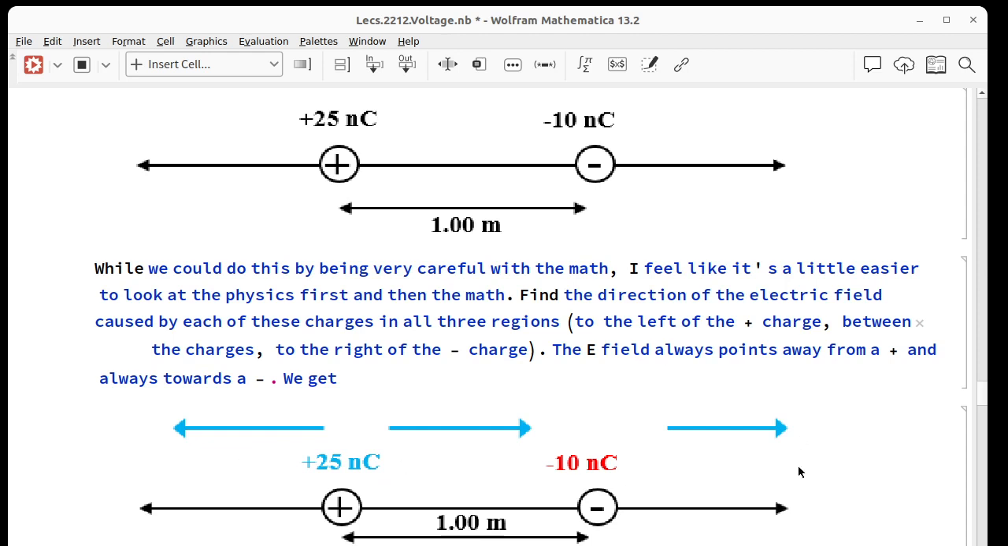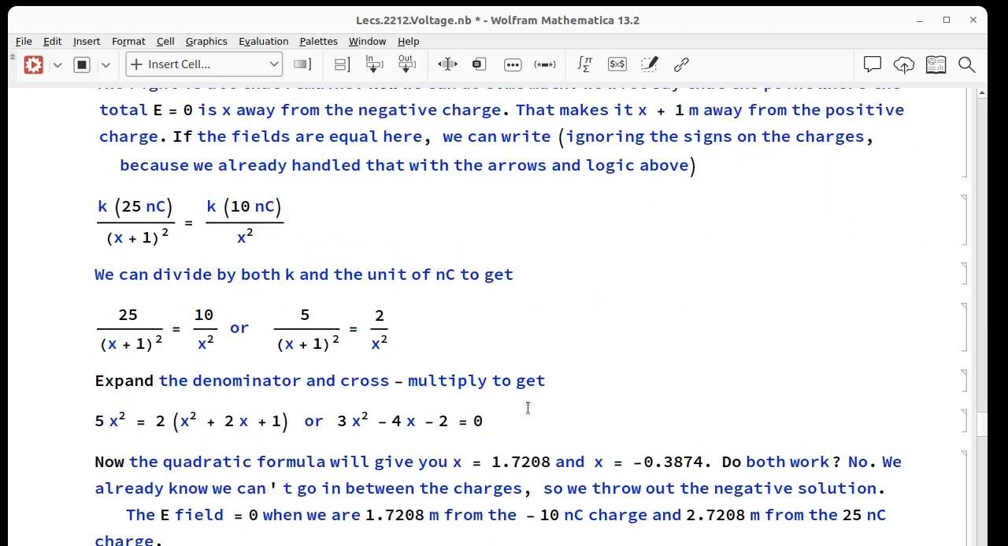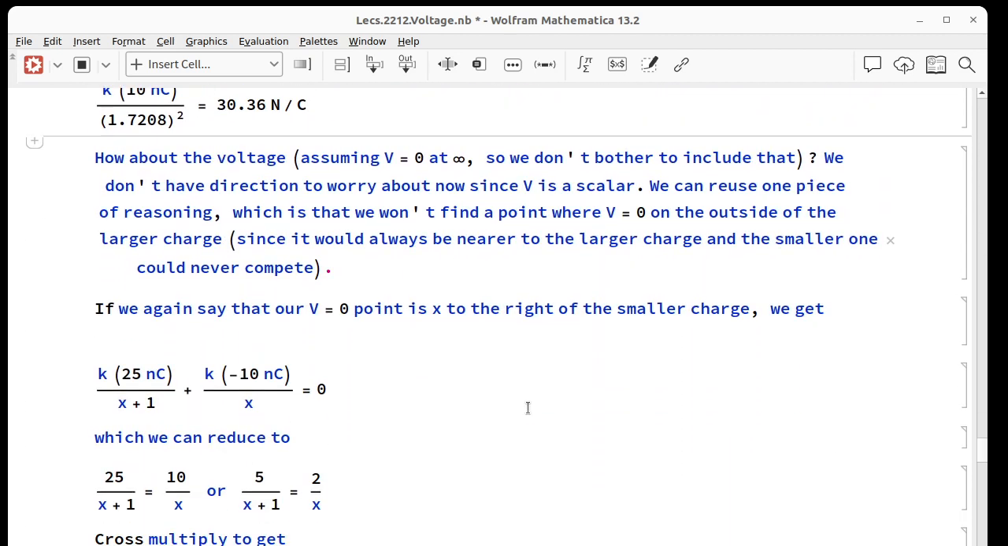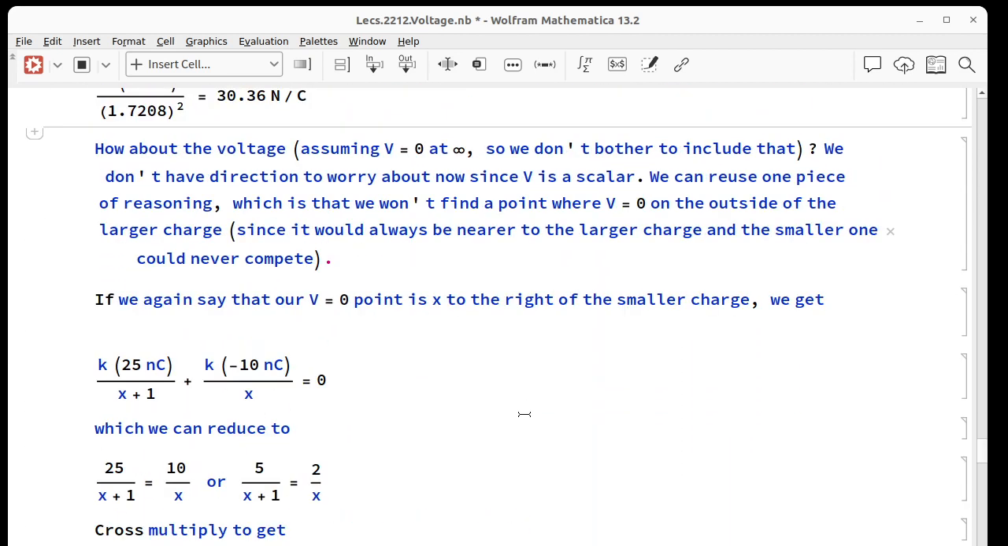Now, can we find a place where voltage equals zero? Is there a place where voltage equals zero? So, we know V will equal zero at infinity. We'll be infinitely far from both charges. We don't bother to write that one down because we know it. It's not interesting. We don't have to worry about direction since V is a scalar.